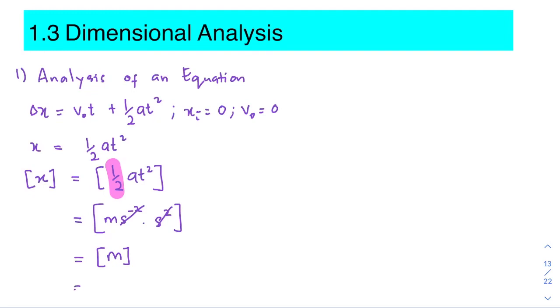So finally, the dimensional symbol or the unit for x is actually length, or meter. So we are now confirmed that x has the dimension of length. Okay, so this is the first purpose of using dimensional analysis: to analyze an equation, or in simple terms, to figure out the unit of an equation.